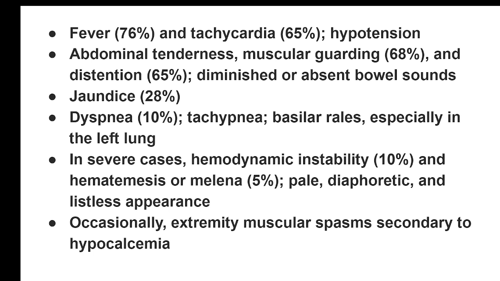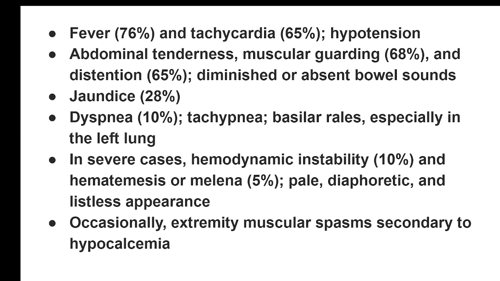Jaundice is seen in a few of the patients, around 28%. Dyspnea, tachypnea, basilar rales, that is crepitations in the lungs, are also known to be present. Acute pancreatitis often presents with a collection of fluid in the pleura, so there could be signs of pleural effusion, which we consider a complication of acute pancreatitis. In severe cases there could be hemodynamic instability, that is shock-like conditions, hematemesis or melena, and the patient would be pale with sweating, and hence again it may produce confusion with other shock-like conditions.